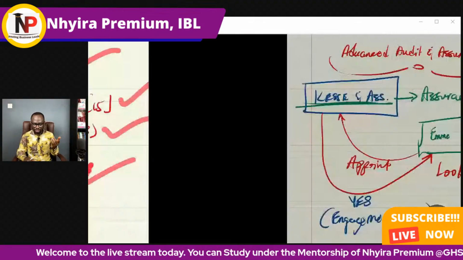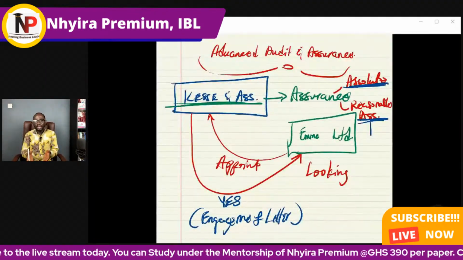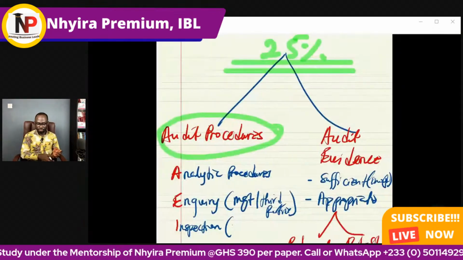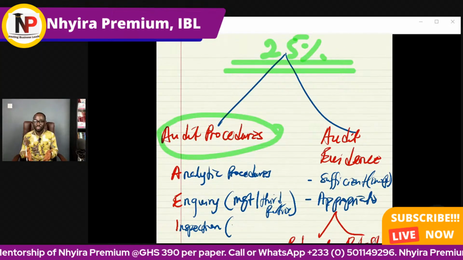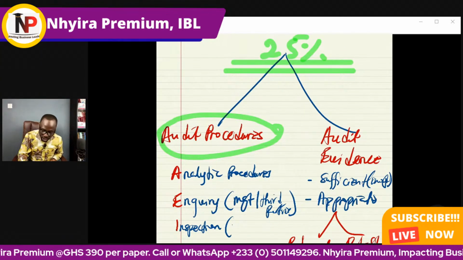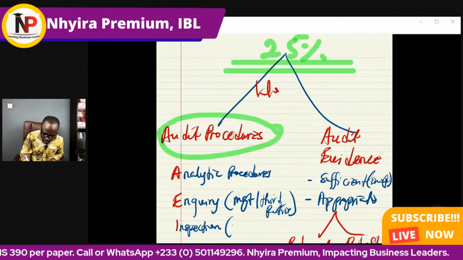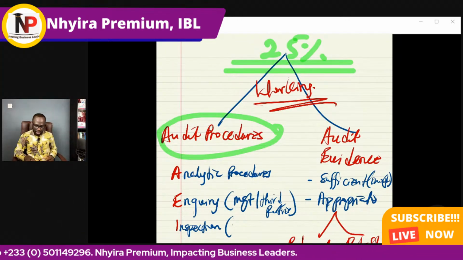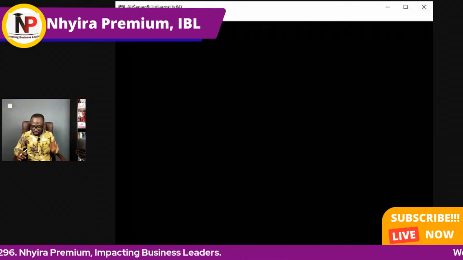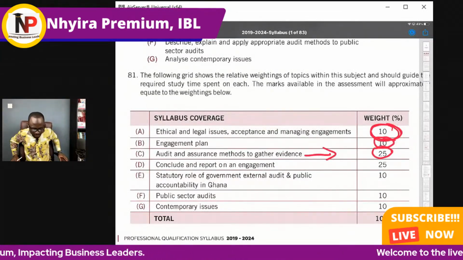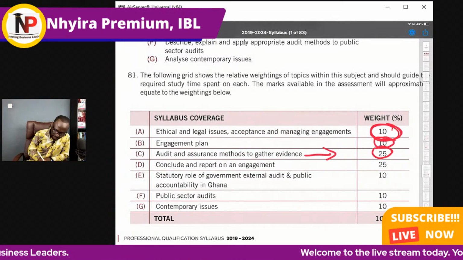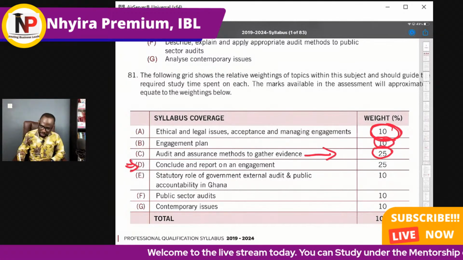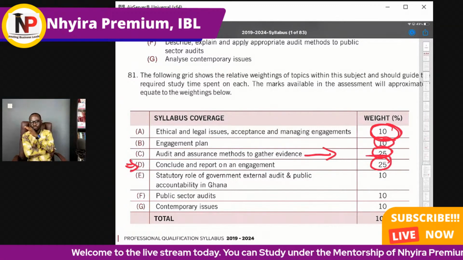So that is the next thing. We accept the audit, we plan the audit, then we now carry out the audit. So this is where we are working. This is the third stage. We gather the audit evidence. Now, after you gather the audit evidence, you come to the D aspect. That is called conclude and report on an engagement. That is also 25%.